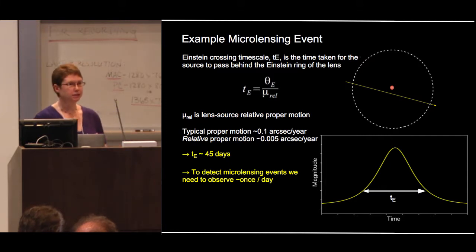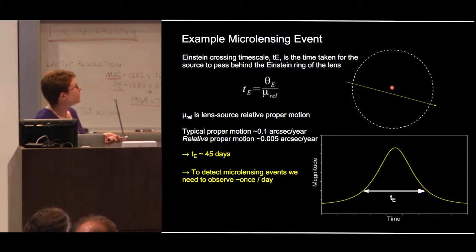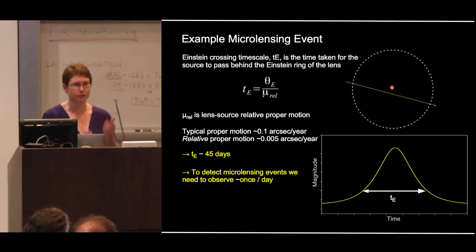But of course, we don't see the individual images themselves, we only see the overall magnification of the lens as a function of time. In this case, mu-rel is the relative proper motion of the lens and source from the observer's point of view during the event. Given typical movements of stars within our galaxy, the typical timescale, or the Einstein crossing time, is of order 45 days in this particular example. Usually a month or two is quite typical for stellar events. That drives an observational requirement. If we need to detect them, we need to be observing at least once a day.